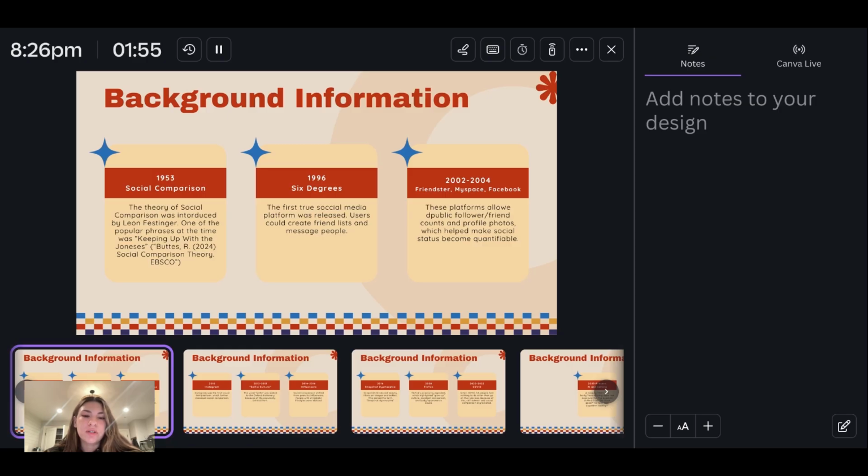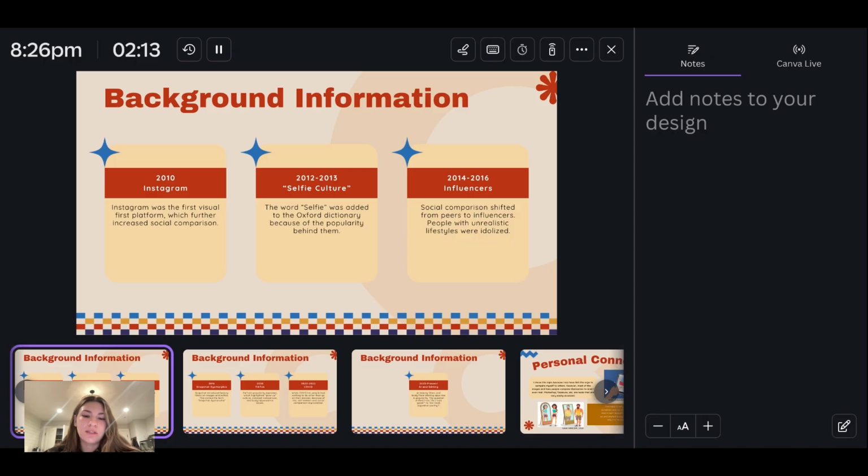In 2002 to 2004, Friendster, MySpace, and Facebook were introduced. These platforms allowed public follower and friend counts and profile photos, which helped make social status become quantifiable. People started attributing popularity and worth to how many followers they had online. The platform MySpace even had a top friends ranking.